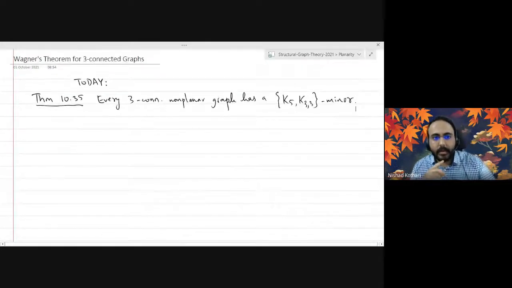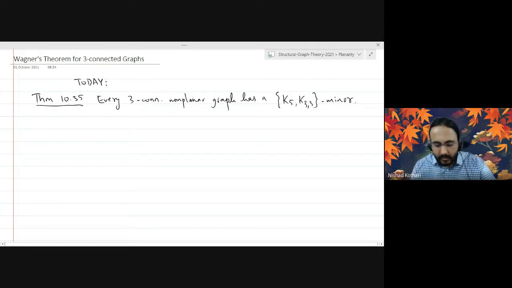Okay. So, today's goal is to prove Wagner's theorem. And what we discussed yesterday in the second half is that in order to prove Wagner's theorem, it suffices to prove it for three connected graphs, right? And that means that we just need to show the following. Every three connected non-planar graph has a K5 or K33 minor.